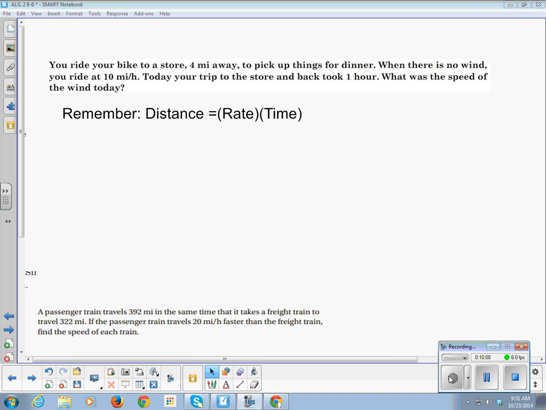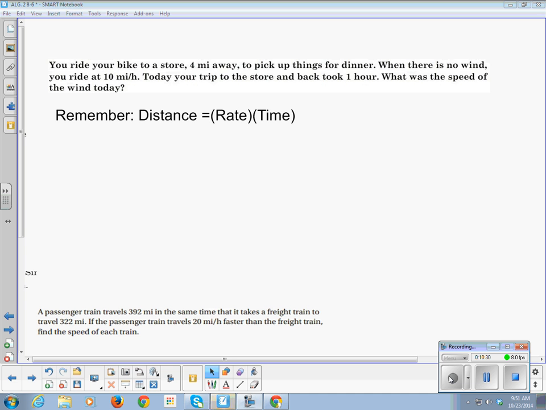You ride your bike to a store 4 miles away to pick up things for dinner. When there is no wind, you ride at 10 miles per hour. Today, your trip to the store and back took 1 hour. What was the speed of the wind today? We're going to remember the little fact that distance equals rate times time.